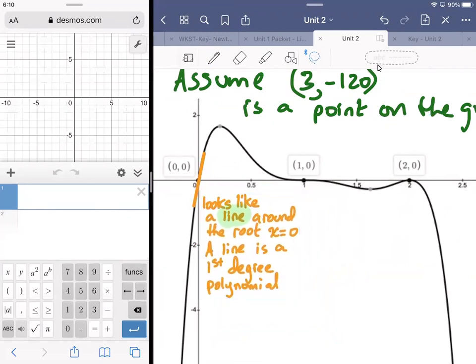I'm going to skip over the second root for a second because I want to go in order of powers here. Around this point here at (2, 0), we're looking at something that looks kind of like a parabola.